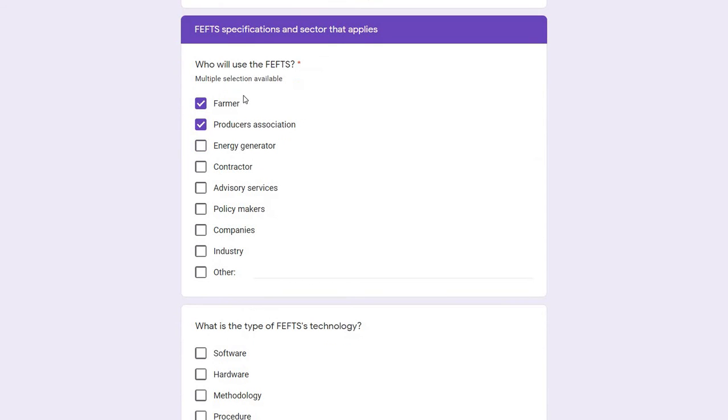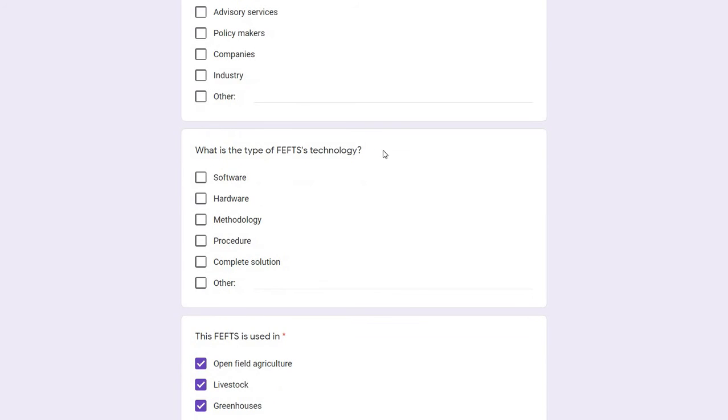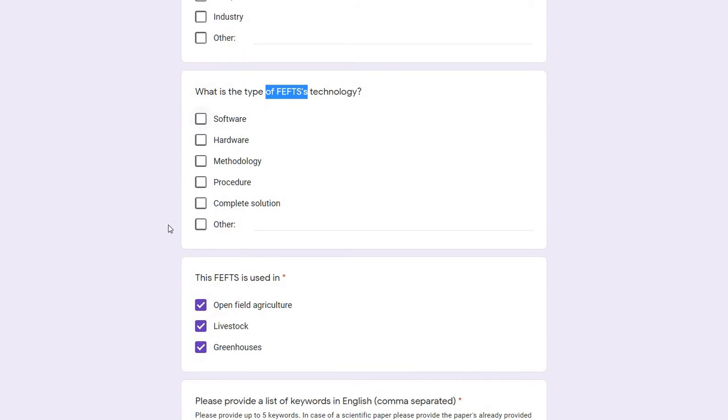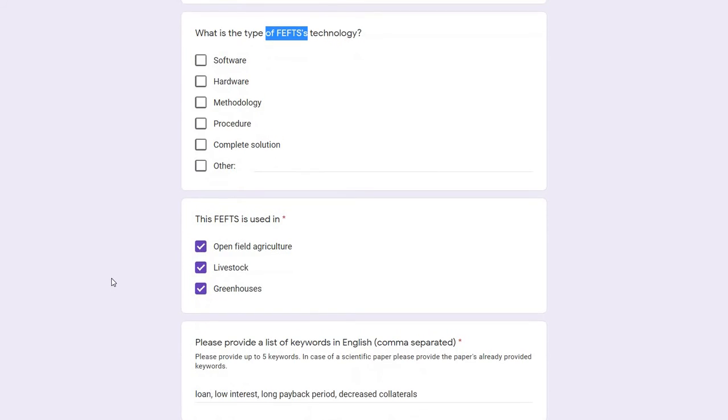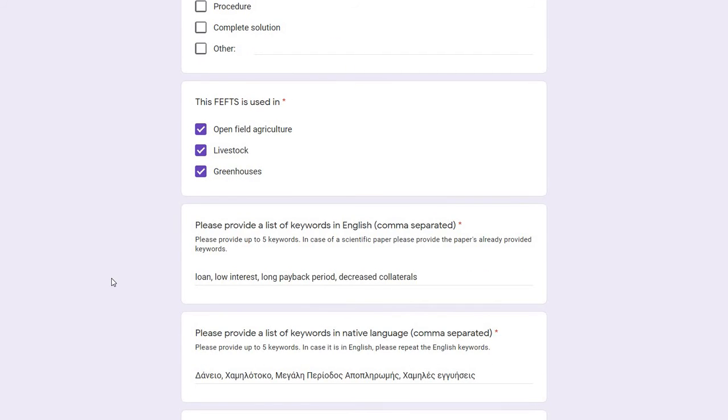Who is going to use these FEFTs? Essentially, it's farmers and producer associations. What is the type of FEFTs technology? It's a multi-technology, so we cannot actually choose anything. So I opted to leave this free because each final beneficiary can choose different types of technologies. But this mechanism can be used for any type of application: open field agriculture, livestock, and greenhouses.